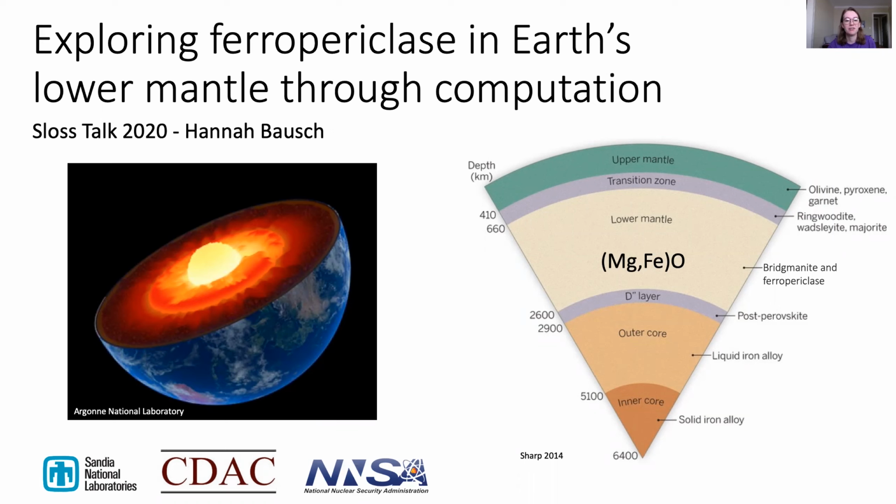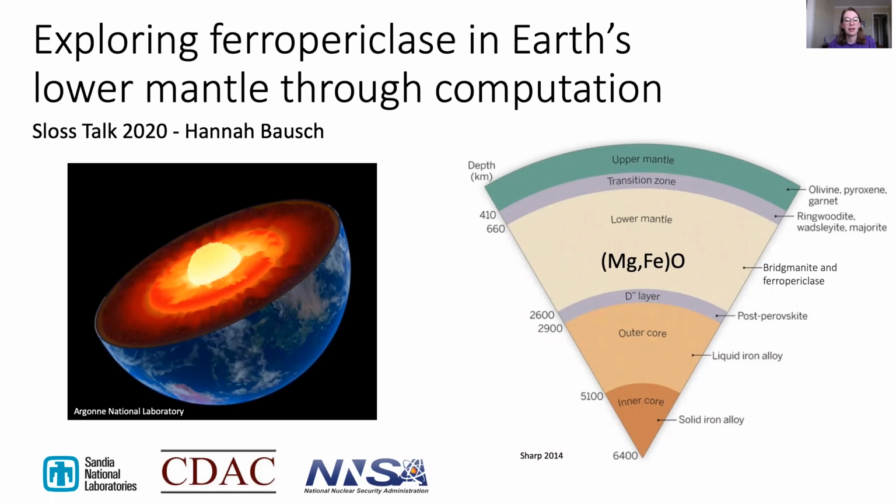I'm mainly interested in ferropericlase, or MgFeO, along the core mantle boundary, which is about 2,600 kilometers deep beneath our feet. Ferropericlase at these conditions is important because there are unexplained velocity changes along the core mantle boundary, which may be explained by increased iron content in ferropericlase.